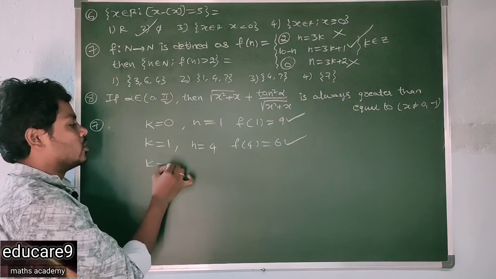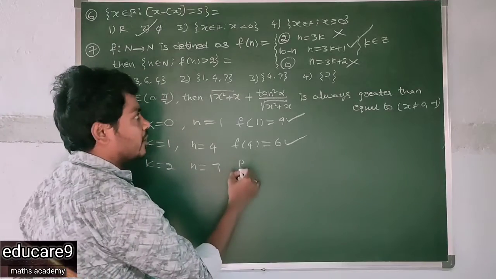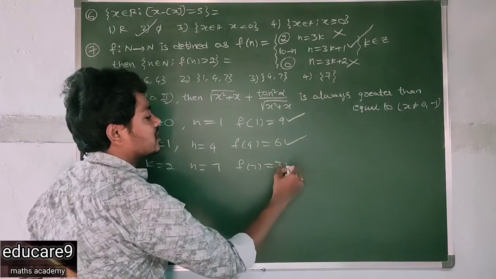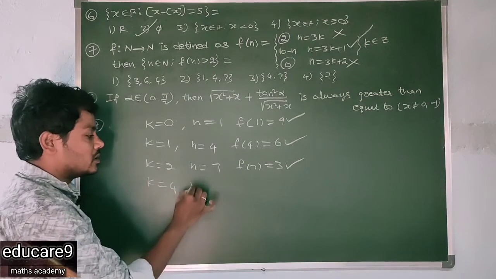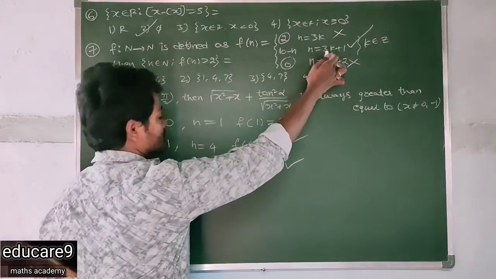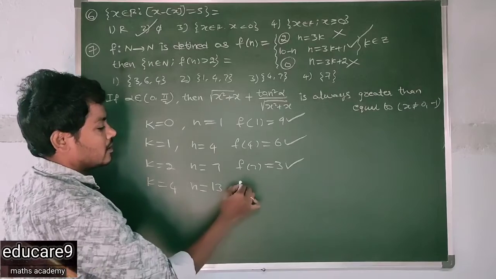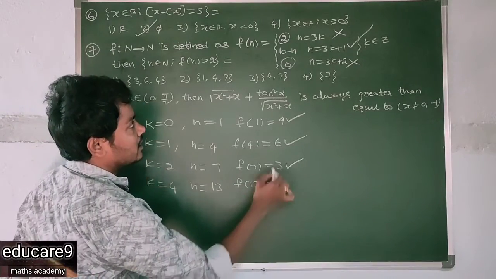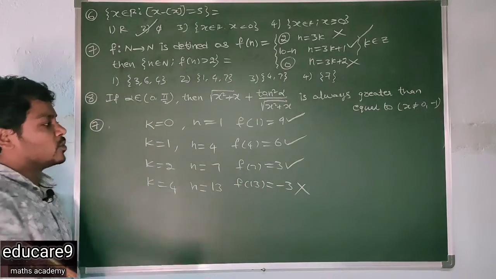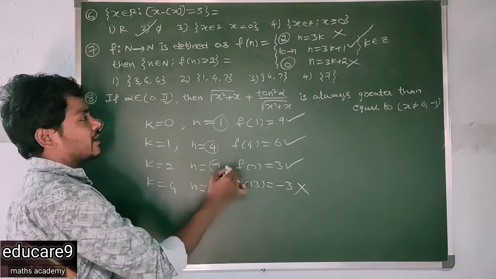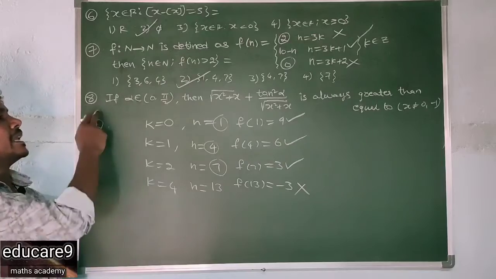If k is equal to 2, what is the n value? 7. Now f of 7 is 3. So this is also possible. If k is equal to 4, now n is equal to how much? 13. But f of 13 is what? 10 minus 13, that is minus 3. This is not possible. So the only possible values are 1, 4, 7. So clearly option 2. Now see the next question.